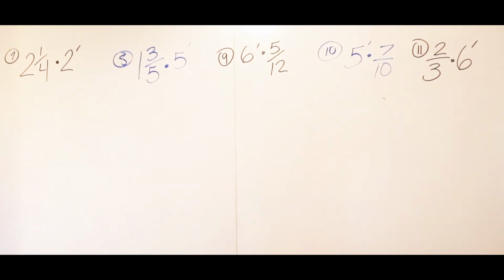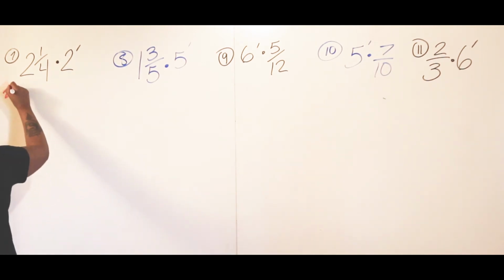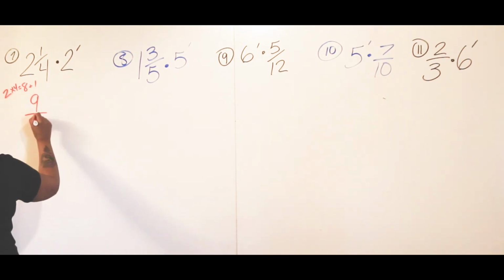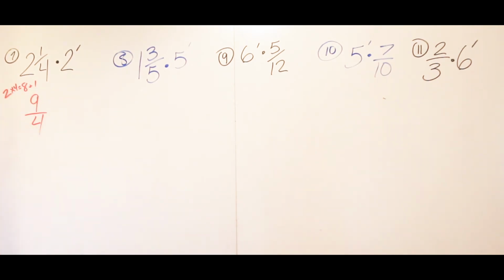Because there's a fraction involved, we have to have a fraction on the right side of that as well. So the first thing we want to do is take that mixed number and turn it into an improper fraction. How do we do that? We take the whole number, multiply it by the denominator. 2 times 4 is 8. Add the numerator. 8 plus 1 is 9. Denominator stays the same. So we got 9/4 there.